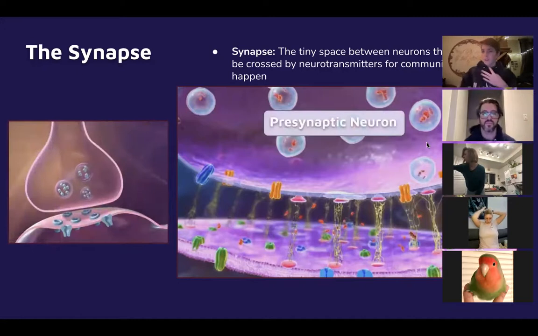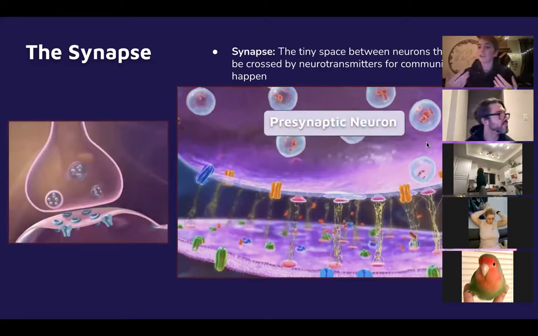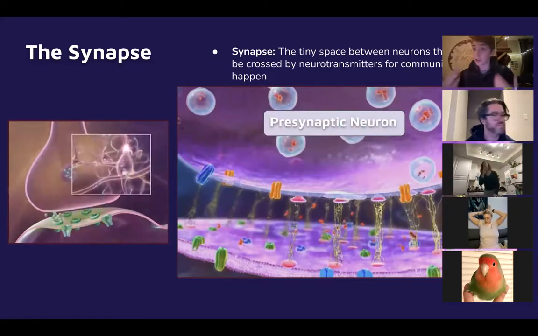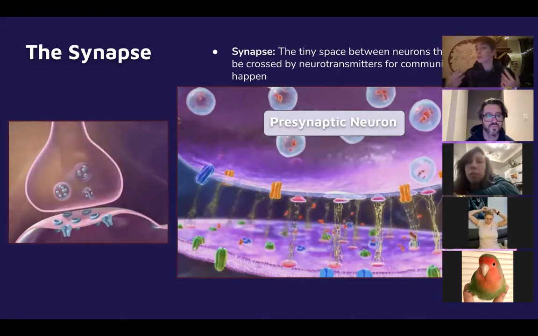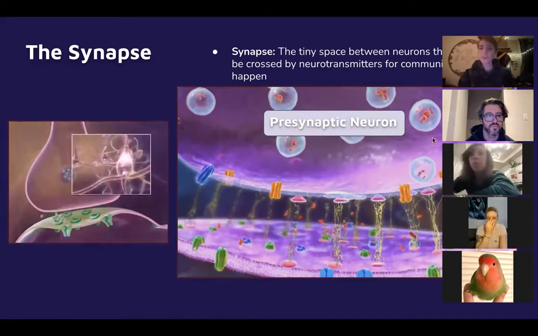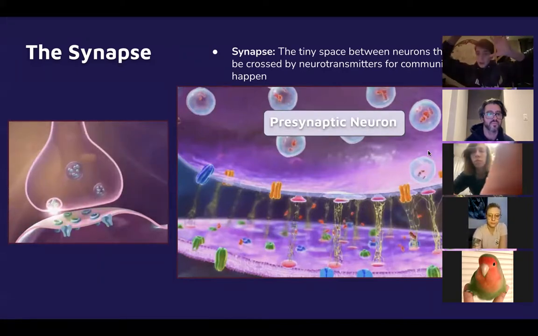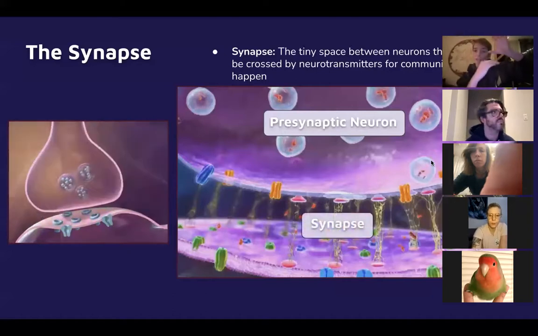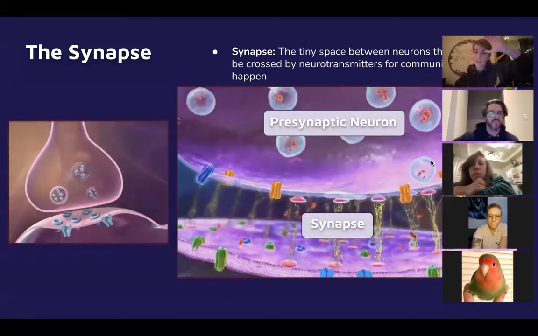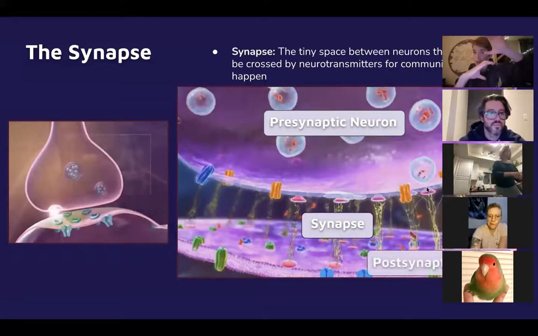The purpose of this is to be able to decide whether or not certain signals keep going, and if so, how strongly. That's why we have this system. It's like a regulatory system. So we have the presynaptic neuron, that's the foot, basically, of the prior neuron. Then you have the synapse, which is the space between two neurons. And then you have the postsynaptic neuron.